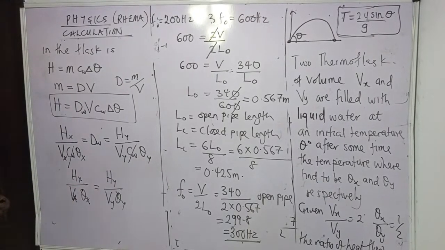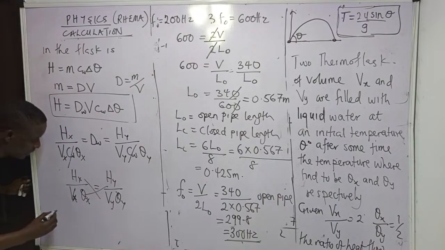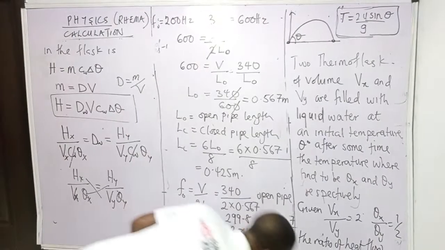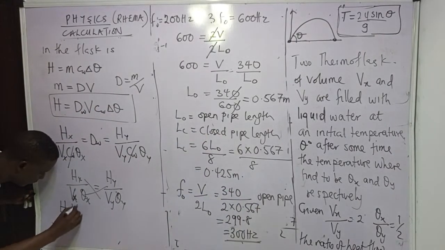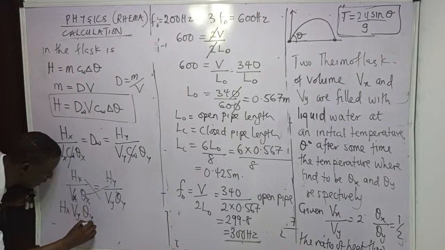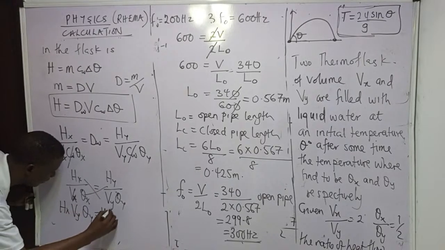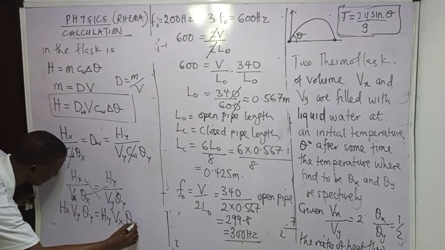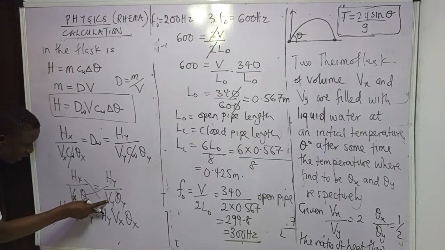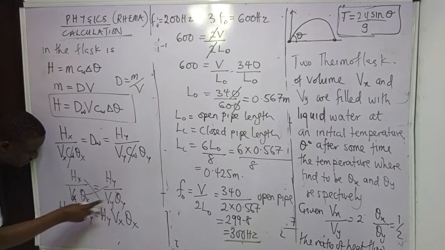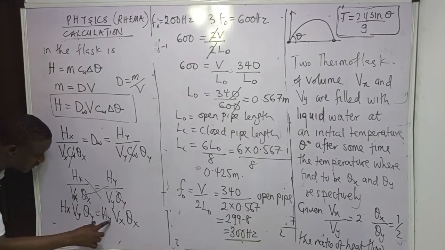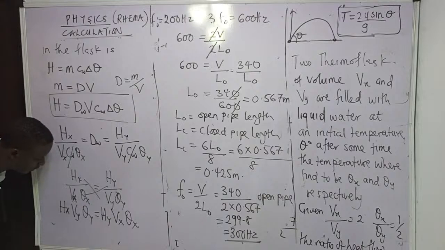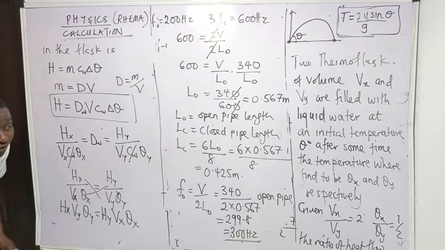Now, before we do that, let's cross multiply first so that we can see better. If you cross multiply, what do you have? Hs Vy theta y equal to Hy Vs theta s. I mean, Vy theta y Hs is equal to Vs theta s Hy. Now, what do we do to divide both sides now?